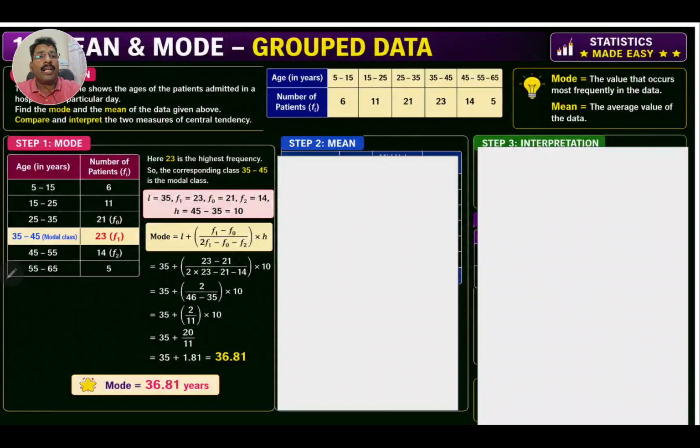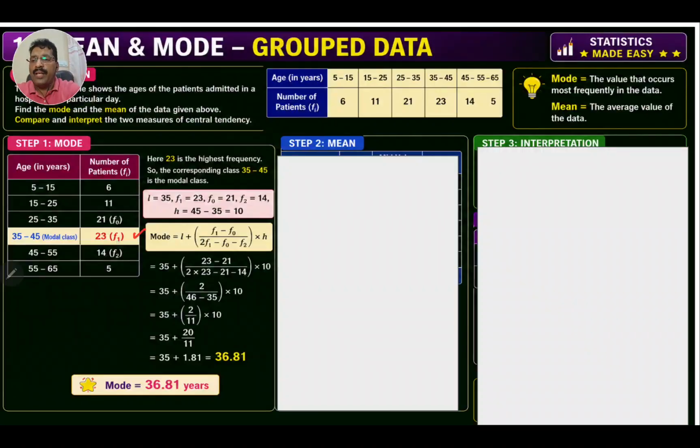How to decide the modal class? The highest frequency class is called the modal class. Among all the frequencies here, 23 is the highest frequency. So the class 35 to 45 is called the modal class. The modal class frequency is f1, the one before is f0, and after that f2.